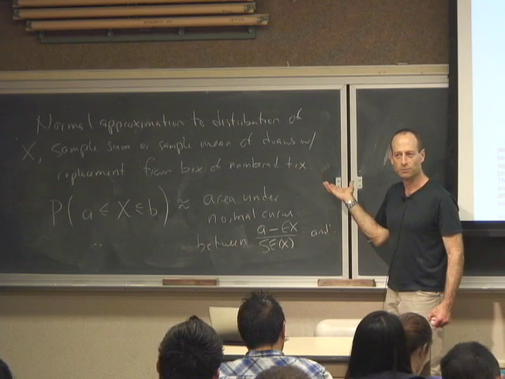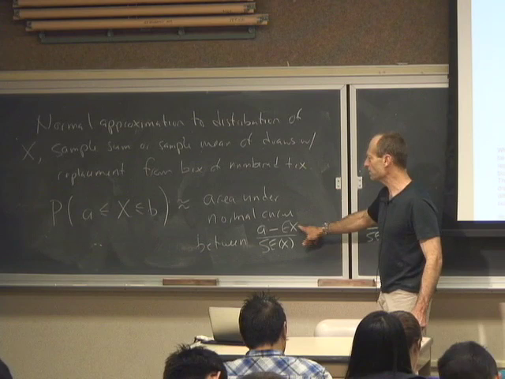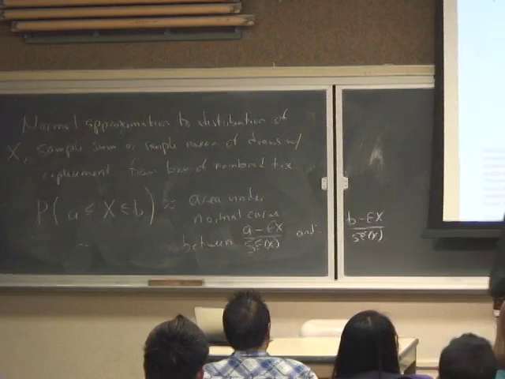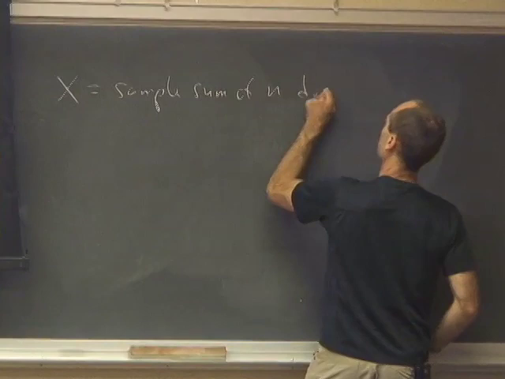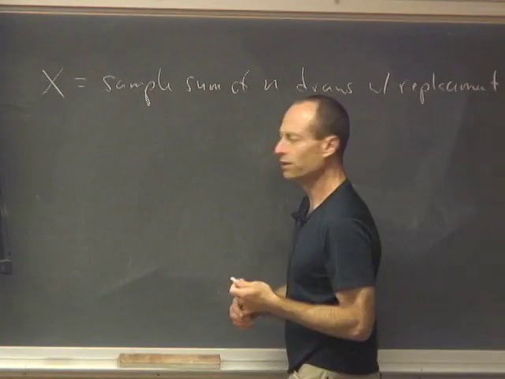Approximation can be terrible if the number of draws is small, but eventually it gets good. Okay, so if X is the sample sum, then what is this in symbols? Let's suppose we're talking about, so let's let X be the sample sum of n draws with replacement. Then EX is equal to what?